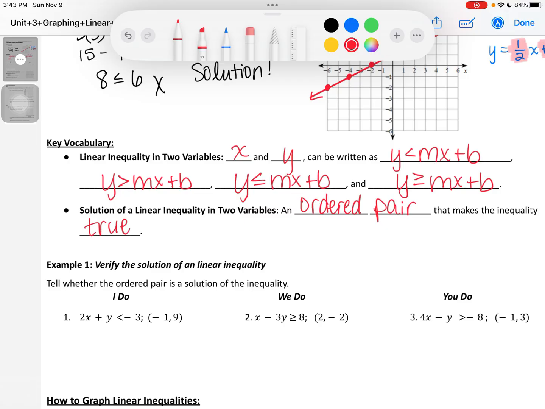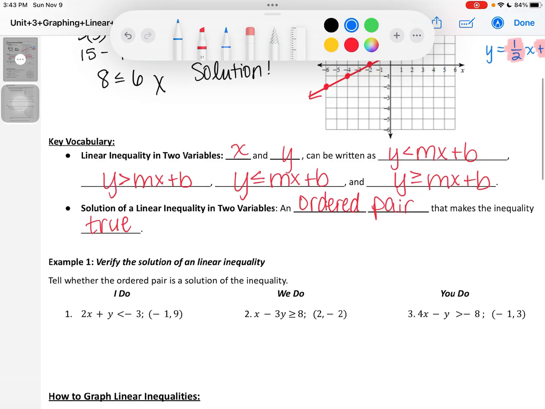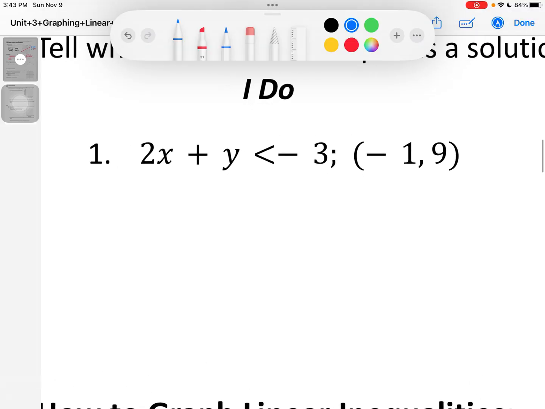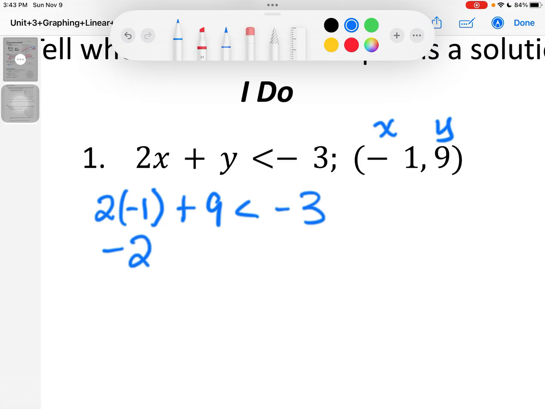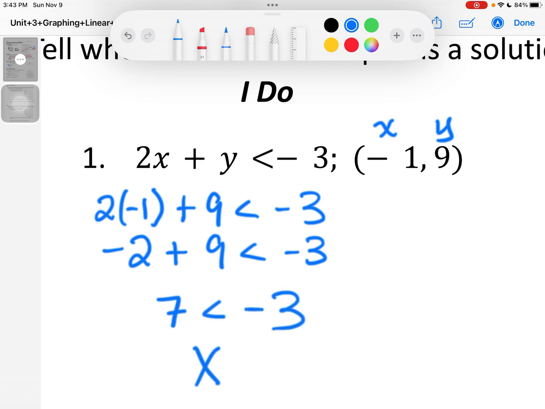And we're actually going to practice this right down here. So looking at the first one that I do, we are going to plug these in. This is going to be your x and y, just like a normal point. We're going to plug those numbers in, and we're going to see if it's true. This is -2 plus 9 is less than -3. This is going to give me 7 is less than -3, which is not true, so this one is not a solution.